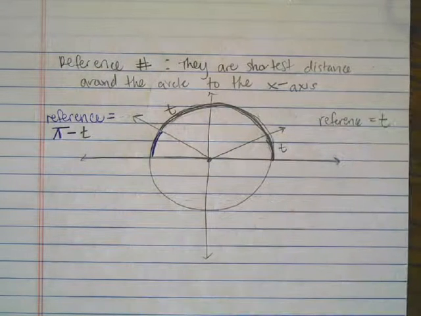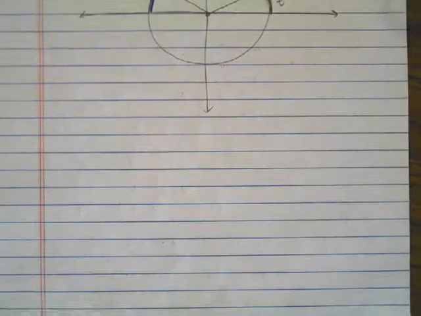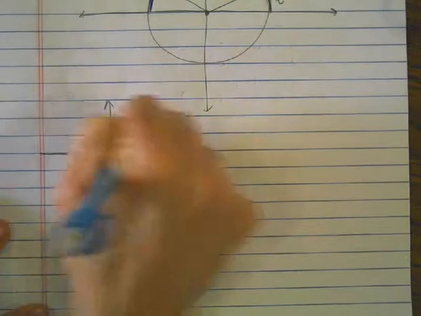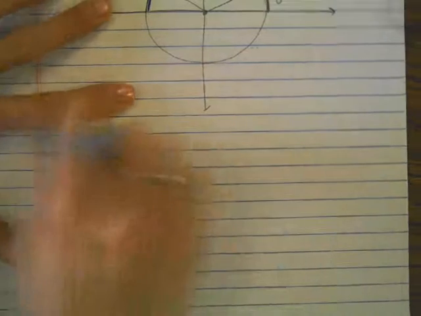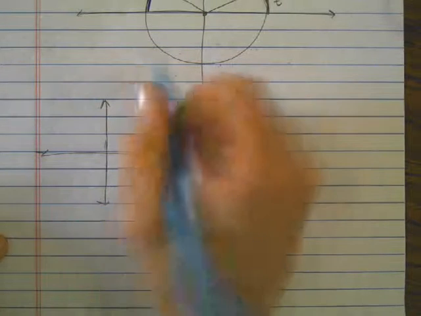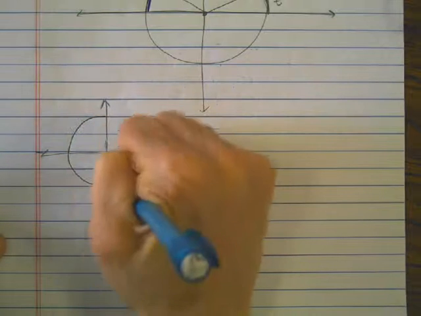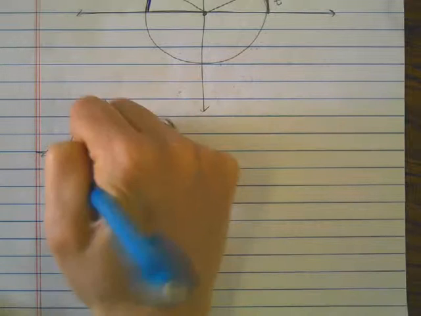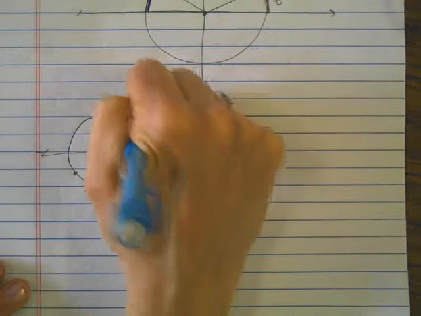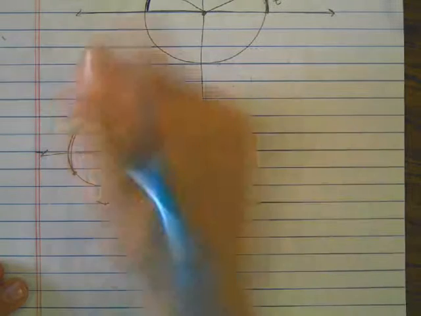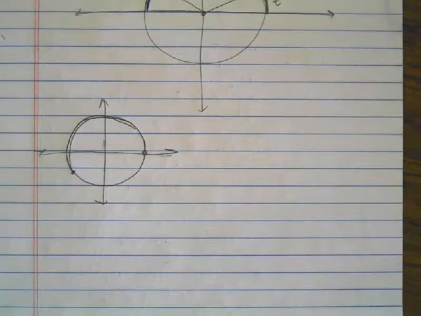Okay, for the third quadrant, I'm going to do it on a different circle, the third and the fourth ones. Okay, so for the third quadrant, I'm starting here, because I always start here. And let's say I'm over here, okay? So this gray area is t.